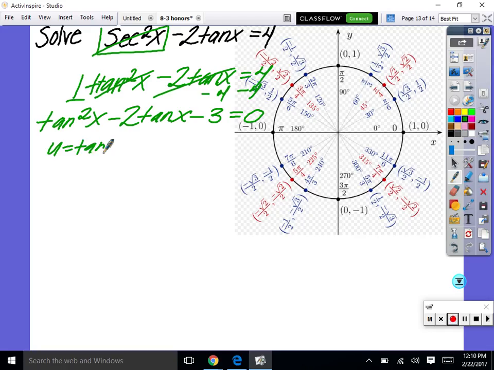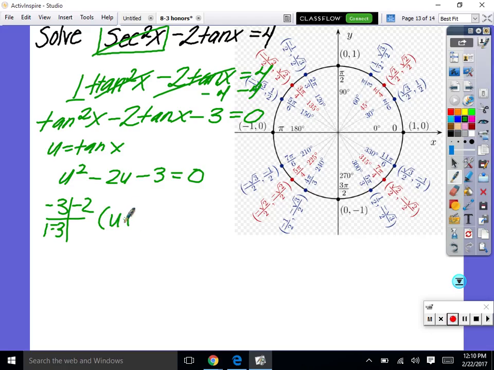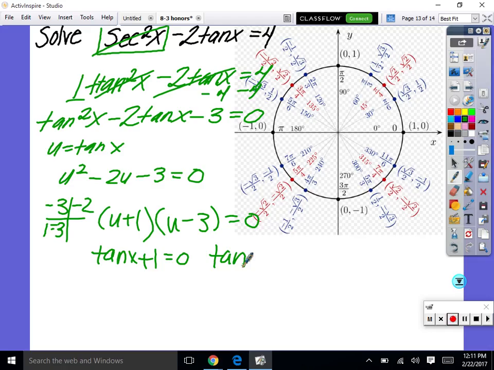Let u equal tangent of x, so we have u squared minus 2u minus 3 equals 0. What multiplies to be -3 adds up to be -2. 1 times 3, -3. It is possible. So we have u plus 1 times u minus 3 equals 0. Solving by factoring, right? So tangent of x plus 1 equals 0. I'm just jumping steps here. And tangent of x plus 3 equals 0. Let's solve for x in each case.